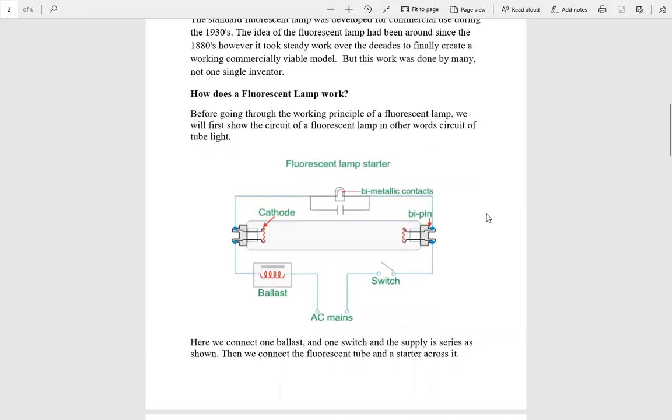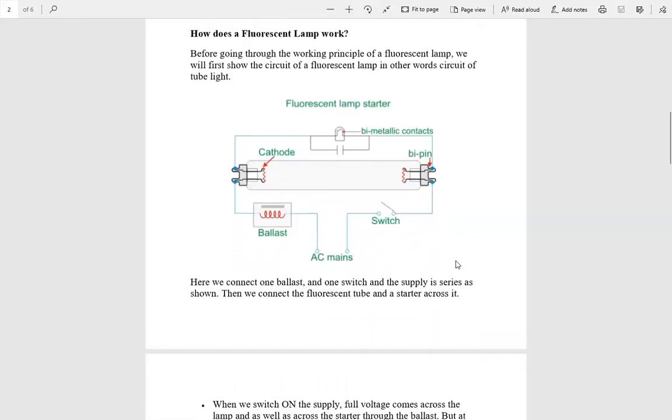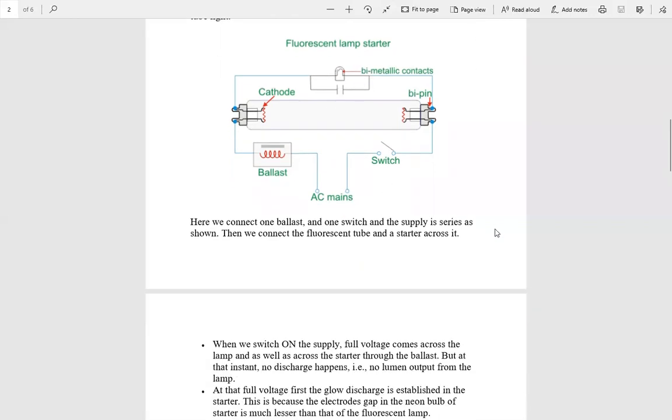Now let us look how does a fluorescent lamp works. In the circuit, you can see that the fluorescent circuit diagram is given over here. We have connected one ballast with one switch in series with the main supply, and the fluorescent tube is connected, a starter across it. This is the starter.